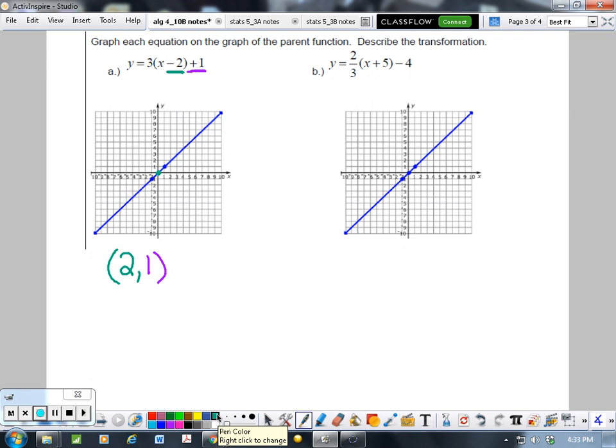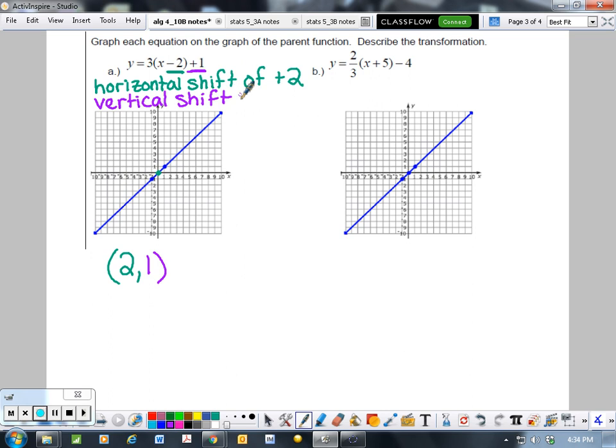So the x value is +2, so that is, x value is a horizontal shift. And remember, with horizontal shift, we change the sign, so it's +2. The y value is my vertical shift. So this is a vertical shift, which means up and down, of +1. So now I'm going to take this green point here, and I'm going to move it to the point 2, 1. So I'm moving it right 2, up 1, and that gives me my new point.